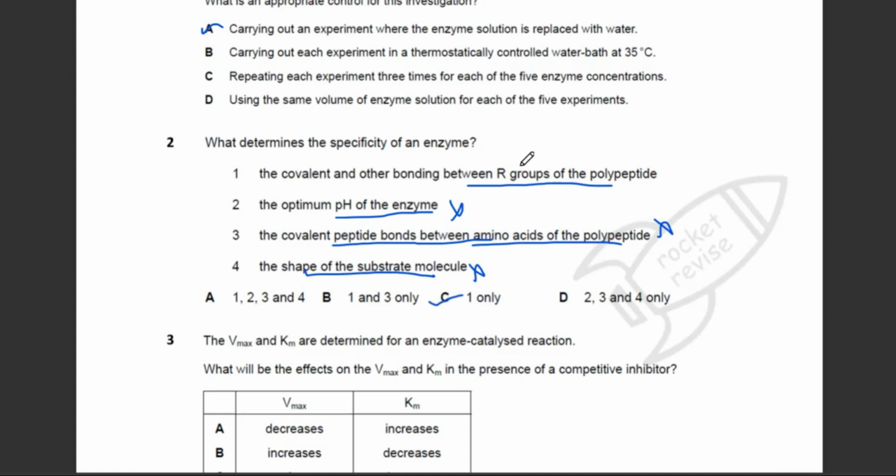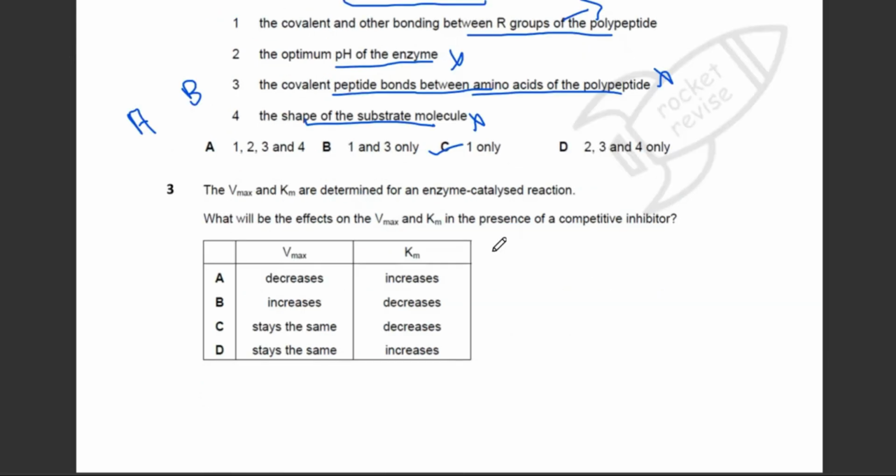Covalent bonds between R groups and other bonding of the polypeptide. So here they are now talking sense: between R groups of the polypeptide, meaning it will include covalent bonding as well. This is about the primary structure, which was the first stage. Now since we are done with biological molecules, we know that the primary structure determines the secondary structure and forms the protein. So this is like the pointer responsible to determine the shape. Okay?